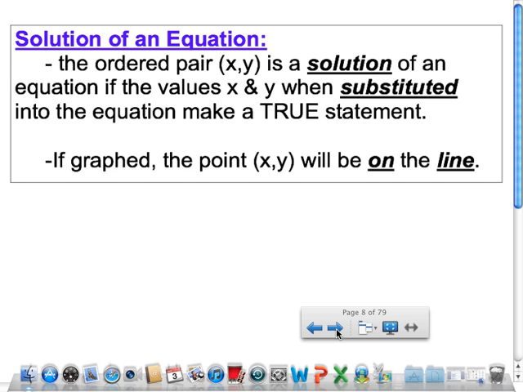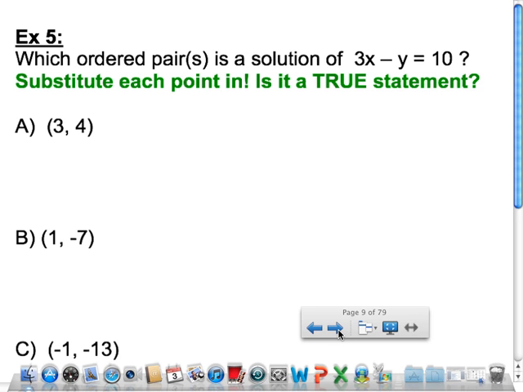The solution of an equation, the ordered pair x, y, is a solution if when you substitute them into the equation, it makes a true statement. And if you were to graph the equation, the point x comma y that you were given would be on the line. So kind of what we were talking about here.